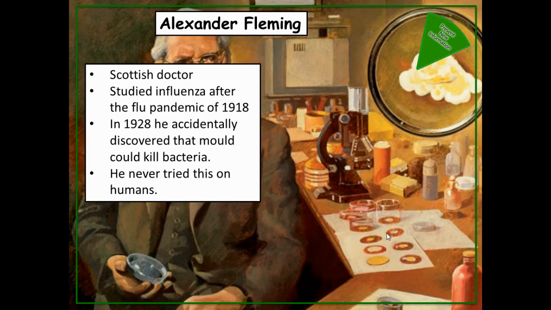And that discovery was that there was a mold. He left a Petri dish by the window when he went on holiday, and a mold flew through the window, flew into the Petri dish, and killed the bacteria in the Petri dish. So he discovered that there was a mold that could kill bacteria. He didn't try it on humans. He didn't really go much further with his experiments, but it was a very important step to working out how to prevent bacteria within the human body, and thus germs and bacteria, same thing, causing infection.